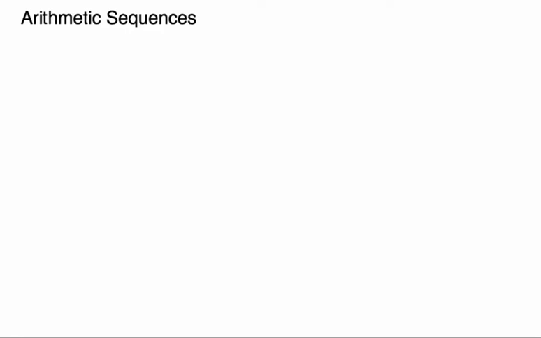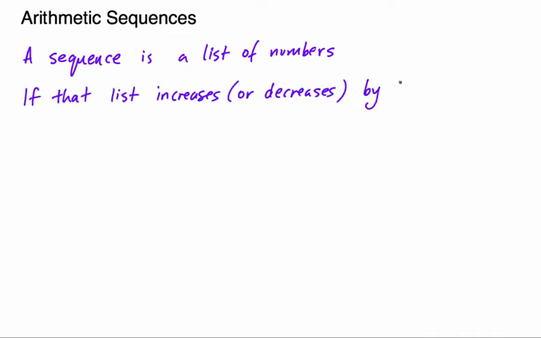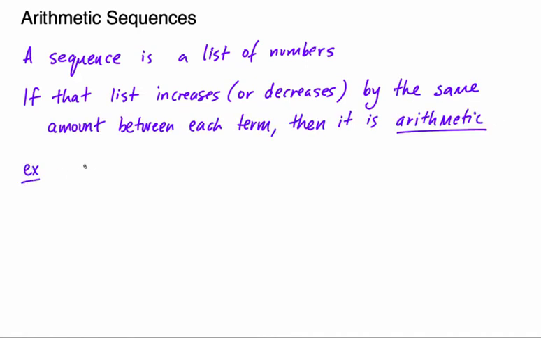Okay, in this video we're going to take a look at arithmetic sequences. A sequence is simply a list of numbers. And if that list increases or decreases by the same amount between each term, each number, then it's called arithmetic. For example, if we take 2 and 7, that goes up by 5. If we go up by 5 more and up by 5 more, and we continue that pattern of plus 5 each step, then that would be arithmetic.